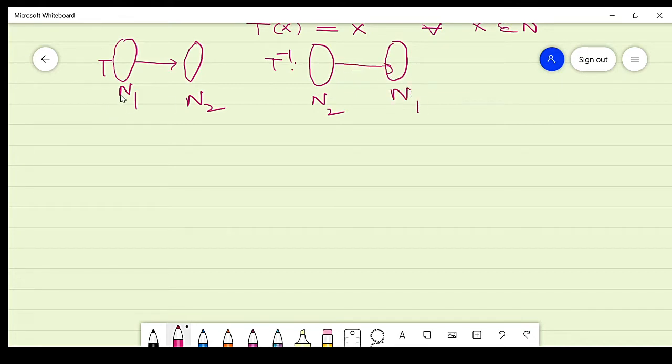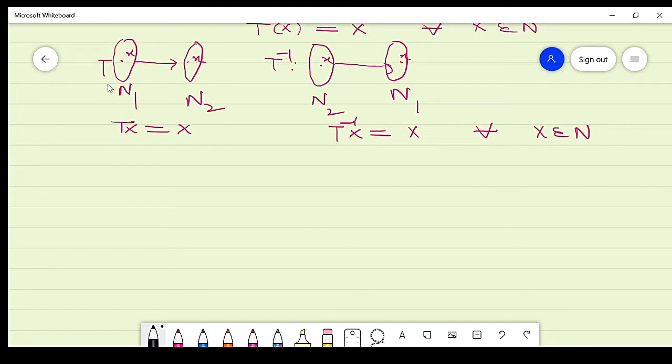Also, we know that T of x is equal to x, and similarly T inverse x is equal to x for every x belongs to N. The only difference is the norm. Here it is x that again goes to x, and here it is x that again goes to x. So this is a simple identity operator.